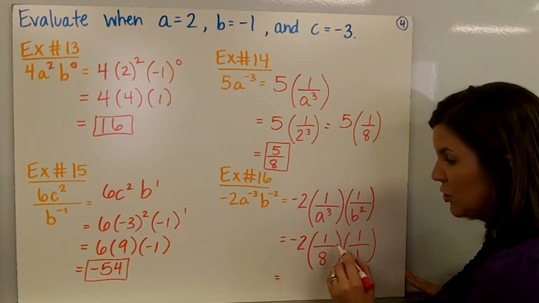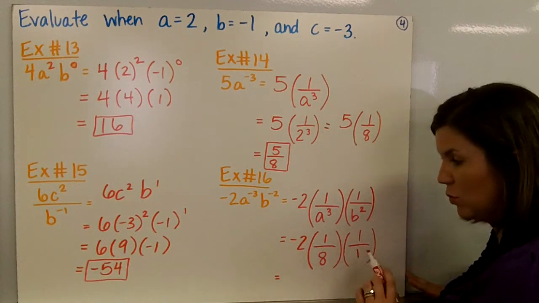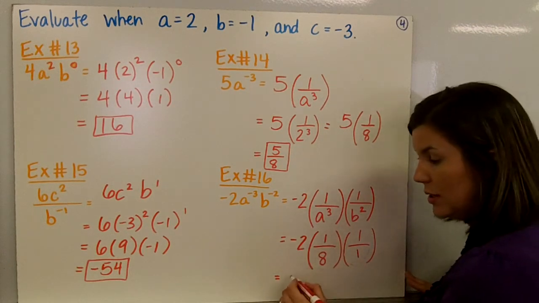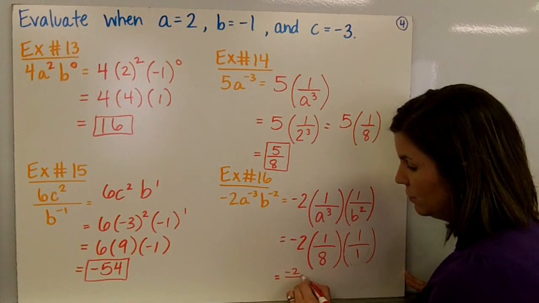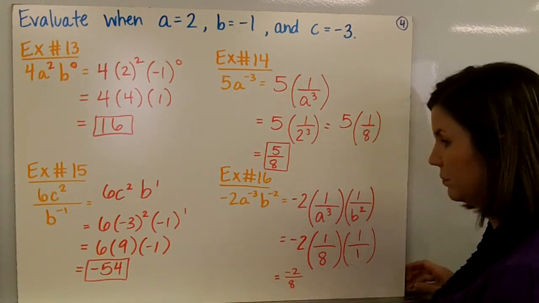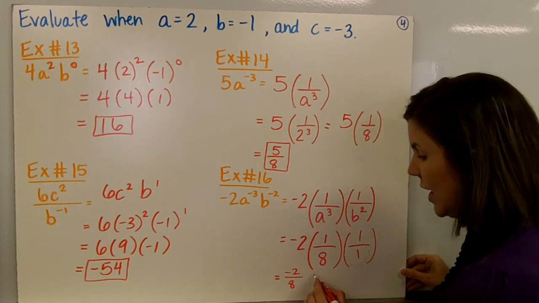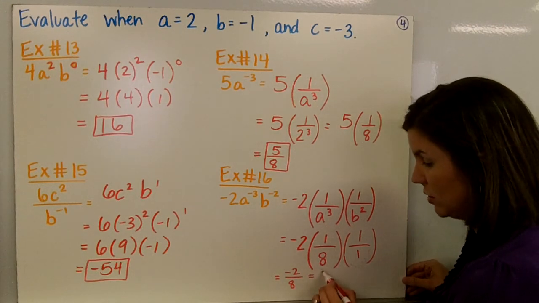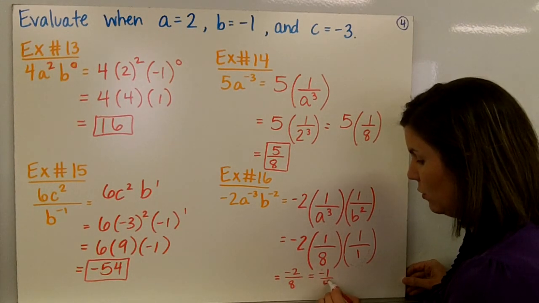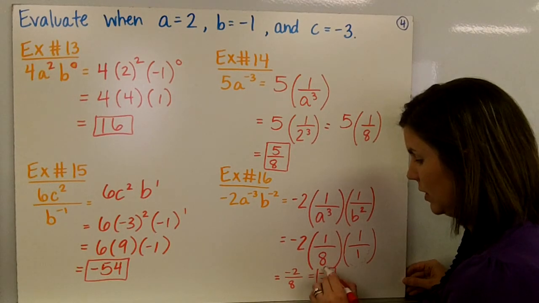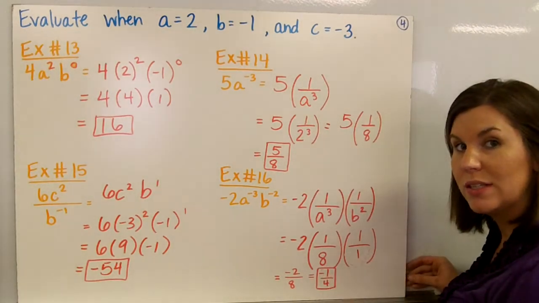So I have negative 2 times 1 over negative 8 times 1. Negative 2 times 1 is negative 2 over negative 8. And this fraction can be reduced to 1 over 4. This answer is 1 divided by 4.